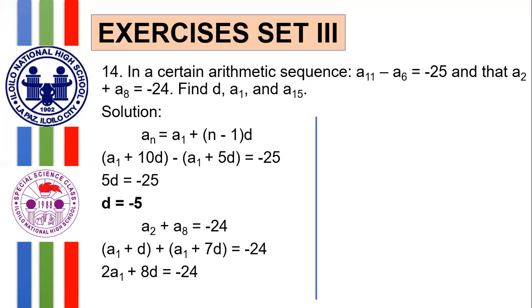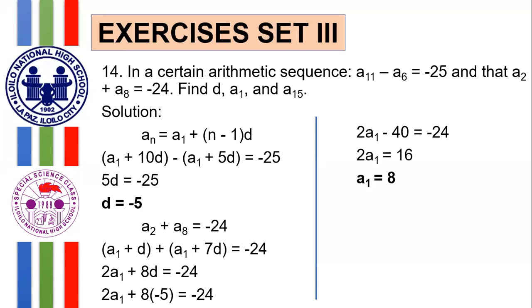Dividing both sides by 2, or in this case, you may divide or not, it's okay. For my case right now, I substituted immediately the value of d, which is -5. 8 times -5 is -40. So you have 2a sub 1 minus 40 equals -24. Add 40 to both sides, and you get 2a sub 1 equals 16. Dividing both sides by 2 gives you the first term, which is 8.